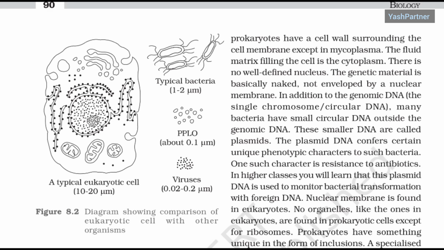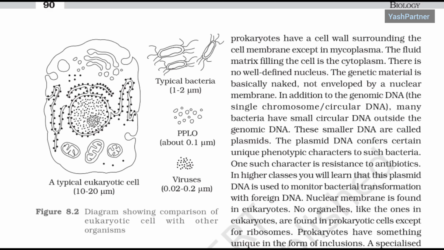In addition to the genomic DNA, the single chromosome or circular DNA, many bacteria have small circular DNA outside the genomic DNA. These smaller DNA are called plasmids. The plasmid DNA confers certain unique phenotypic character to such bacteria. One such character is resistance to antibiotics. In higher classes, you will learn that this plasmid DNA is used to monitor bacterial transformation with foreign DNA.